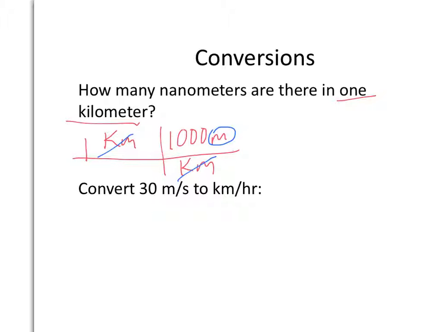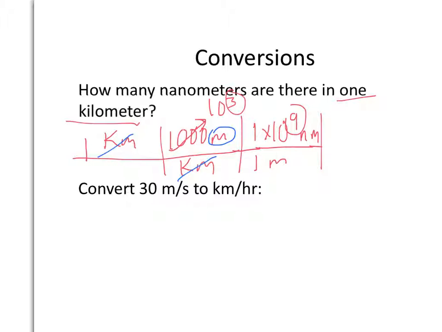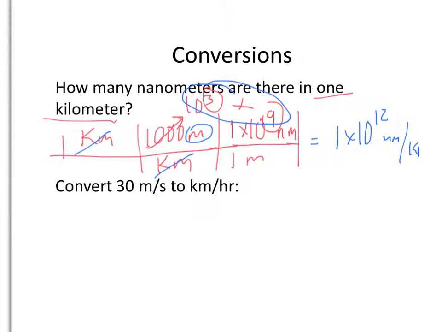The next thing I need to do is to convert meters into nanometers. So for every 1 meter, which I'll put on the bottom, I know that there are 1 times 10 to the 9 nanometers. So this number right here, I'm going to cheat a little bit. This is 10 to the 3, and this is 10 to the 9. When we're multiplying by powers of 10, we can just add these. We add these two numbers, and we end up with 1 times 10 to the 12th nanometers in 1 kilometer. That actually is kilometer. There we go.